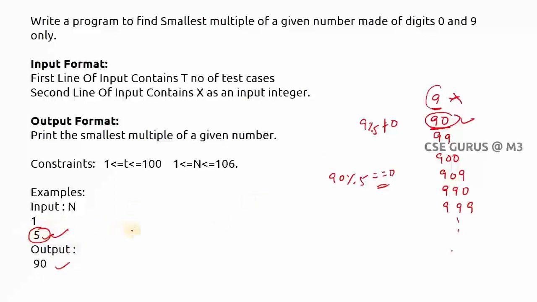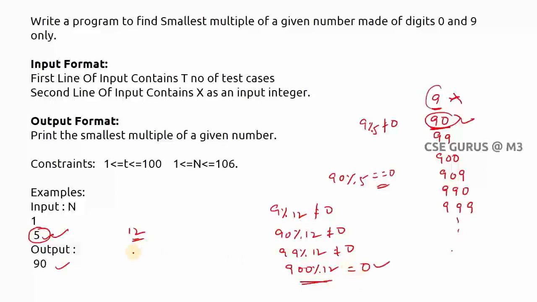Let us suppose instead of 5 I give 12. So you have to check it out. 9 modulo 12, is it 0? No. Next one, 90 modulo 12, is it 0? No. 99 modulo 12, is it 0? No. 900 modulo 12, is it 0? Yes. So that's why if I give 12, the output should be 900. So how to get this answer? This also we'll see.